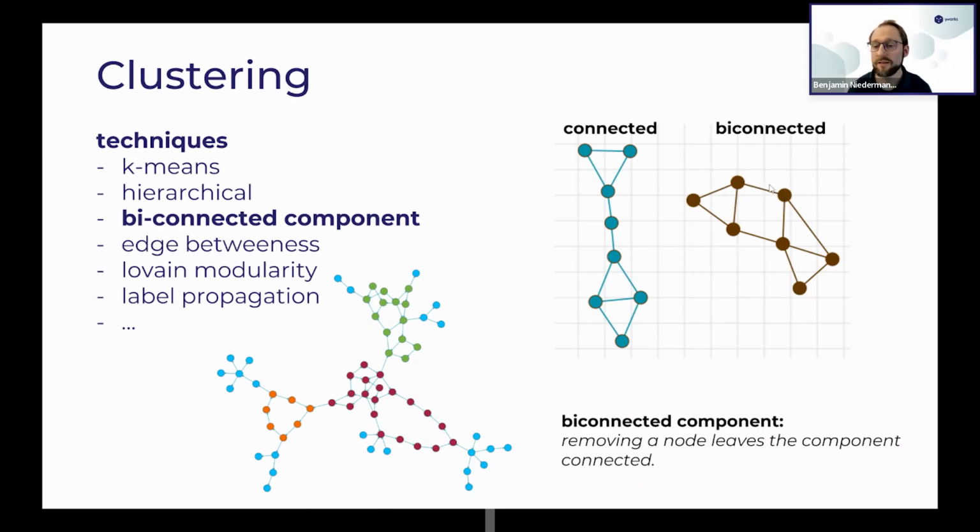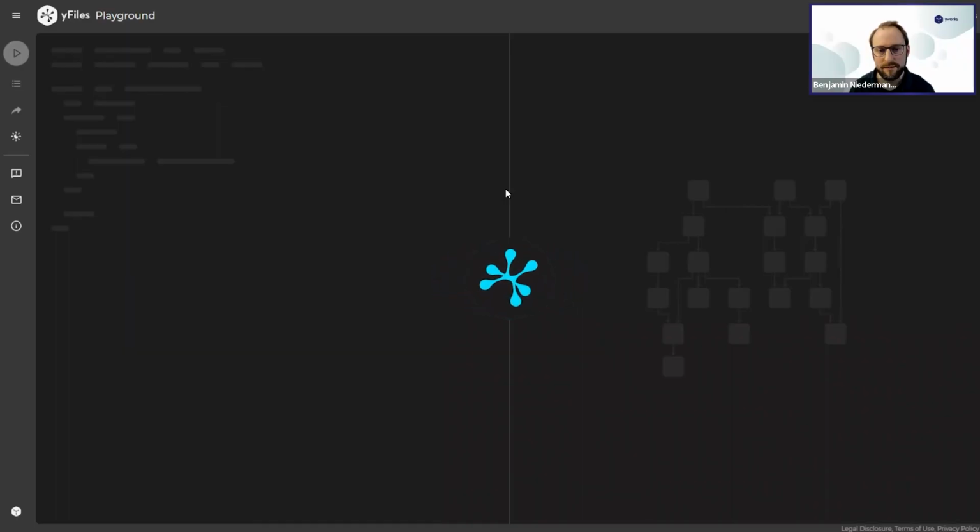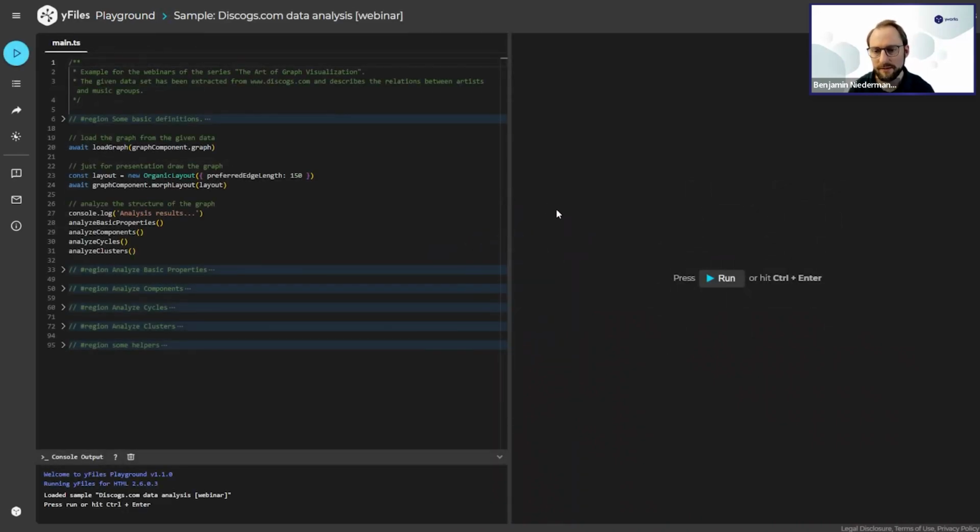So if I remove any of these nodes, the component still remains connected. Of course, if I remove a further node, then it could be that it's split, but removing only one node, the component remains connected. And here these colors, for example, indicate the components, and the blue nodes here, for example, indicate tree components. And here we also have cycles. And this also gives you some kind of information on your graph.